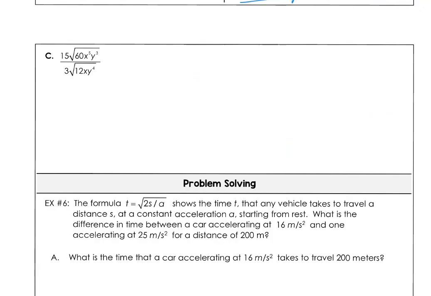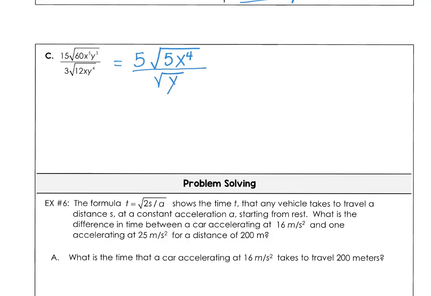Do you think you can tackle part C all on your own? Come back and give it a try. We've got 15 divided by 3. That's already a 5. So we want to simplify first. And if you think about 12 and 60, we could say that that's the square root of 5. And then x to the 5th divided by x would give us x to the 4th. And y cubed in the numerator divided by y to the 4th in the denominator would give us the square root of y in the bottom.